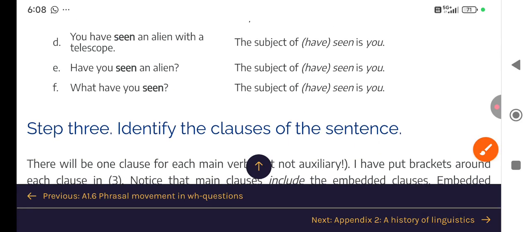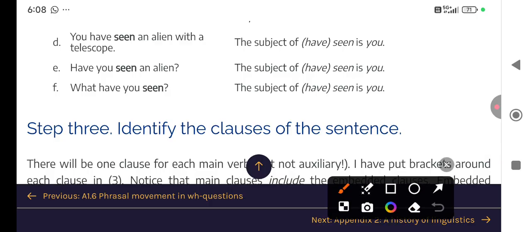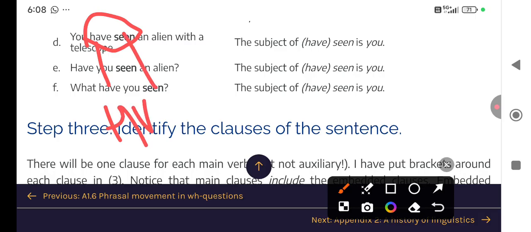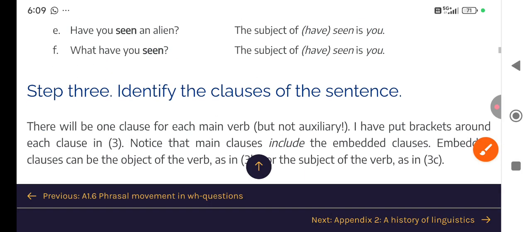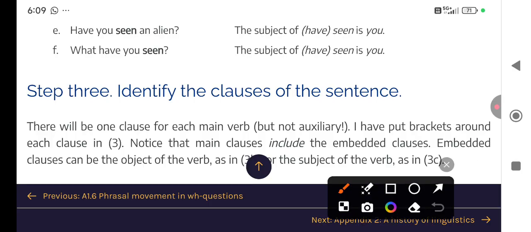Wait for some time. Now the subject of have seen is you, right? Have seen is the verb. This is the helping verb, this is the main verb, and the subject of the helping verb, that's you, is the subject. Okay. Now next, have you seen an alien? So the subject of have seen is you.